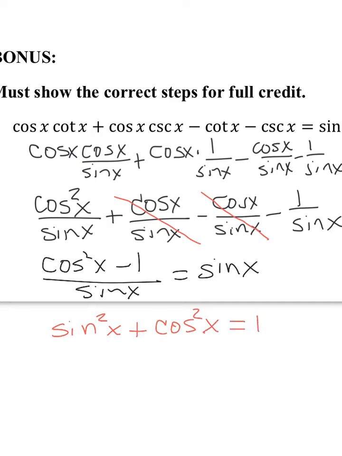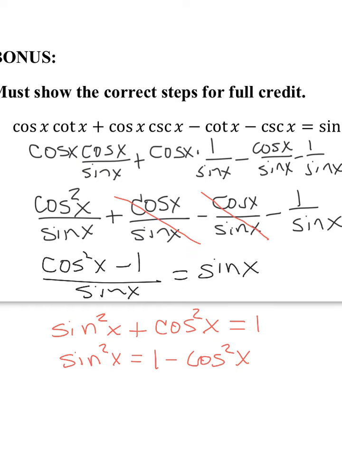Okay, well, if I want sine squared x and I'm going to use this identity, then I need to subtract cosine squared x. So I get sine squared x equals 1 minus cosine squared x. But that's not what our equation says. Our equation says cosine squared x minus 1, which is not the same thing. So what we ended up with here is something that is not a true statement, okay?